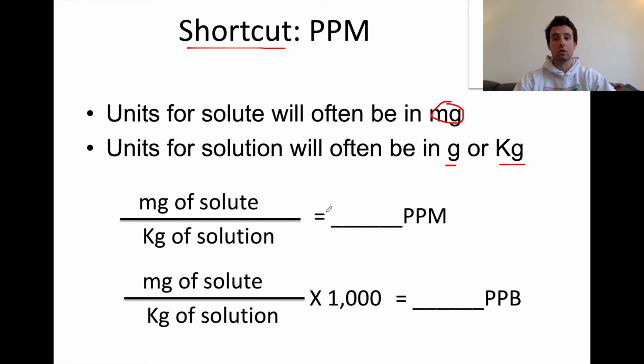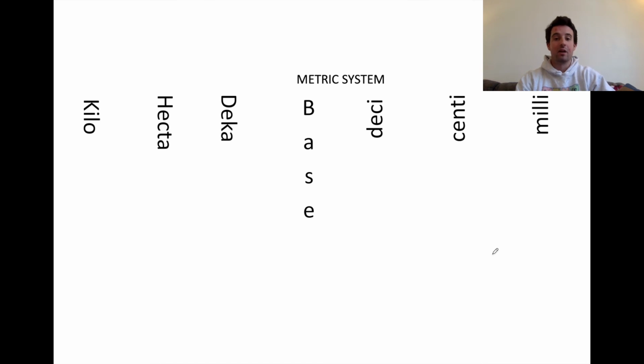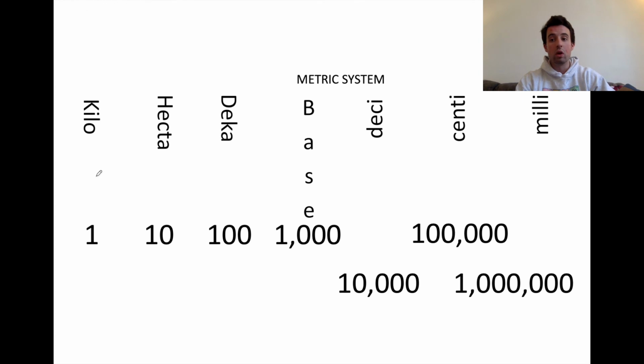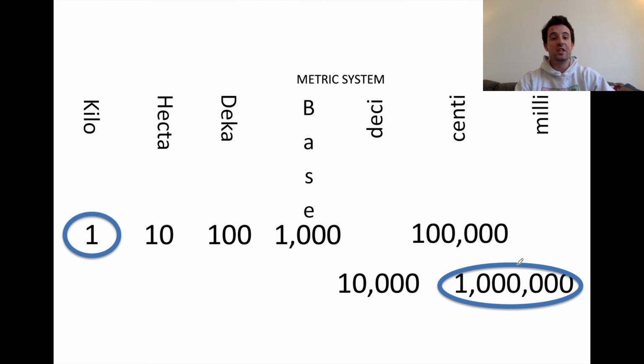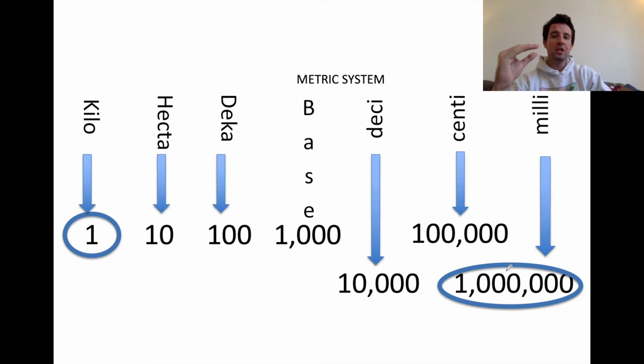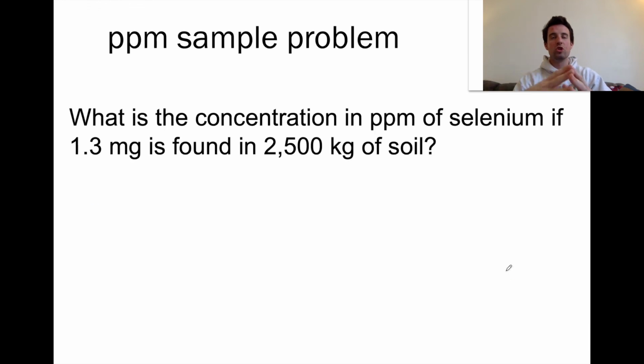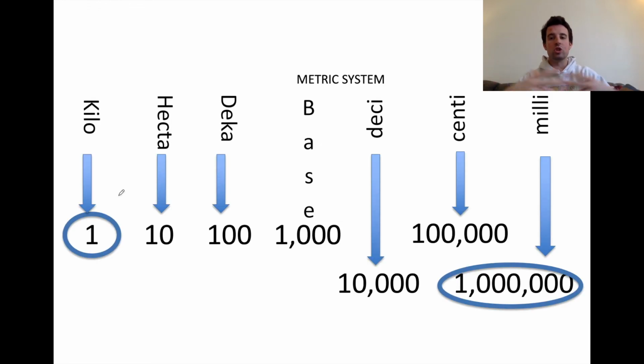It just works. Now, the reason why it just works is let's take a trip back to unit 1 and look at the metric number line. You got kilo, hecta, deca, base, deci, centi, milli. This is our metric system, right? Now, if I assign each one of these guys a number, kilo would be 1 and milli would be 1 million. So the difference between a kilogram and a milligram is 1 million. So if you divide milli by kilo, there's a difference there of 1 million. So it just works with parts per million.